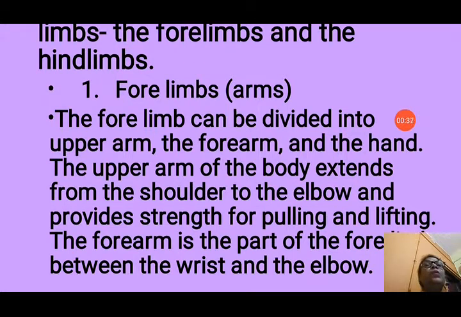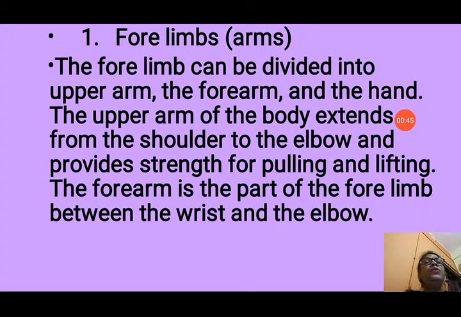The upper arm extends from the shoulder to the elbow and provides strength for pulling and lifting. The forearm is the part of the forelimb between the wrist and the elbow. The upper arm is made up of a single bone, and the forearm is made up of two thin bones. After that, there is the wrist, and after the wrist, there is the hand.